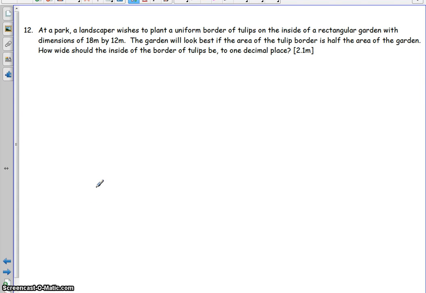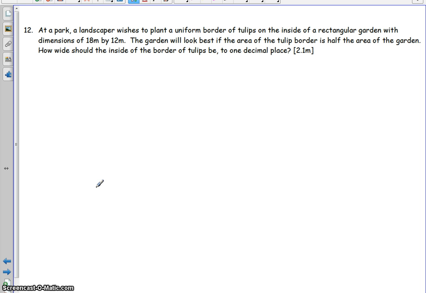Alright, so number 12 is probably one of the more complicated word problems to set up on that worksheet. So what we have going on here, we have a park. We want to plant a uniform border of tulips inside of that rectangular garden. And the rectangular garden has dimensions of 18 by 12. And what we're being told is that we want the area of the border to be half the area of the garden. So we want to know how wide the inside of the border should be to one decimal place.